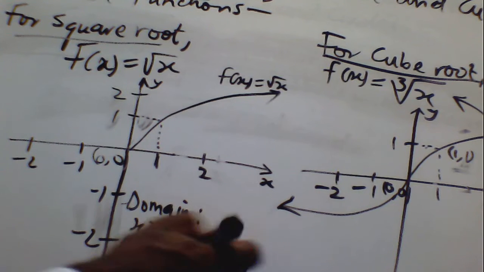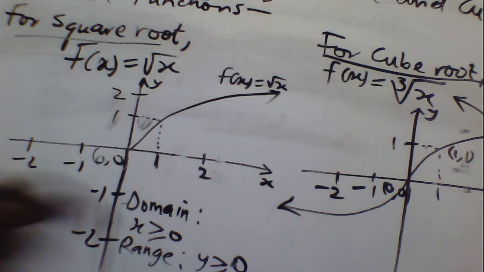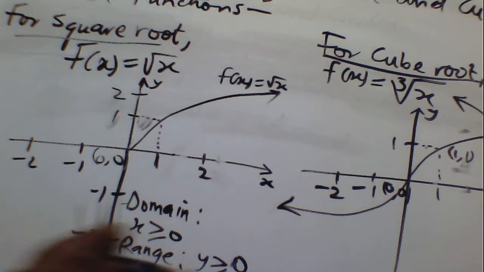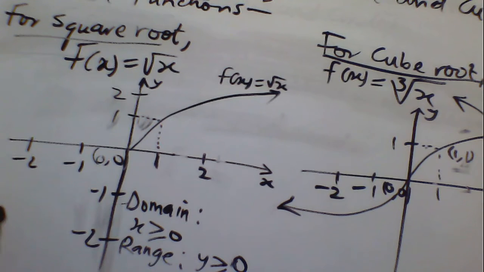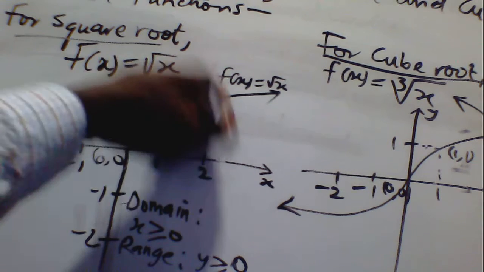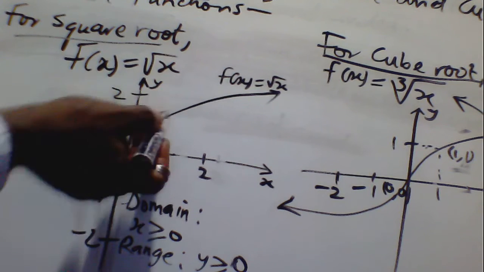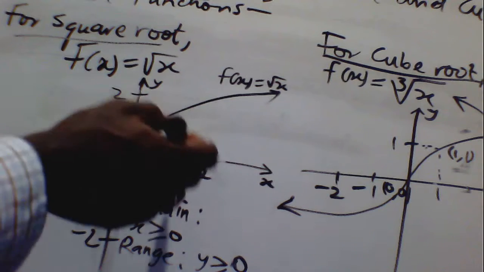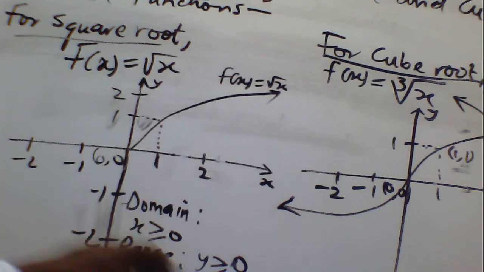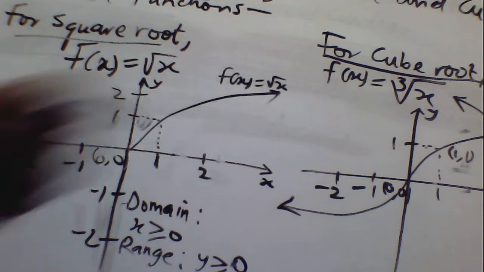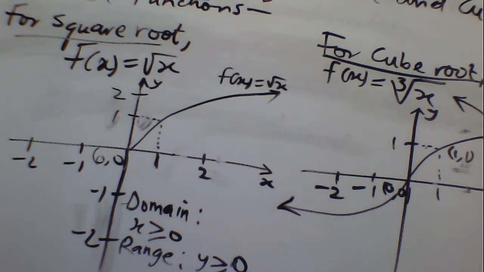So domain is defined on the x-axis and the range is defined on the y-axis. The range is y greater than or equal to 0. So in this area, y is greater than or equal to 0, at this point. This graph holds for all even roots.